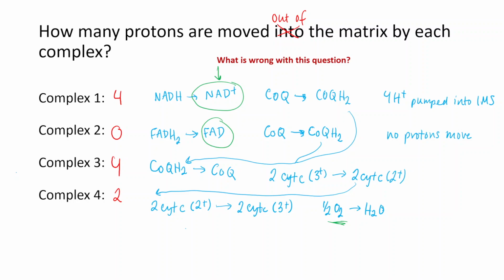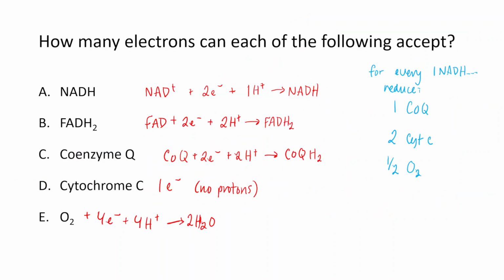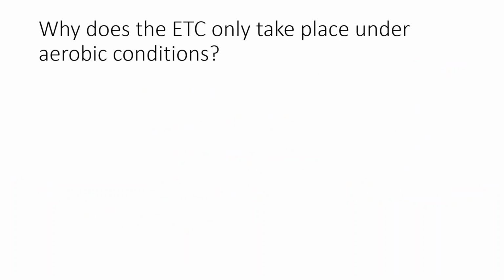Any other questions? Okay. So we'll go back to here where we sort of ended up. We kind of a little bit talked about this, but why does the electron transport chain only take place under aerobic conditions?